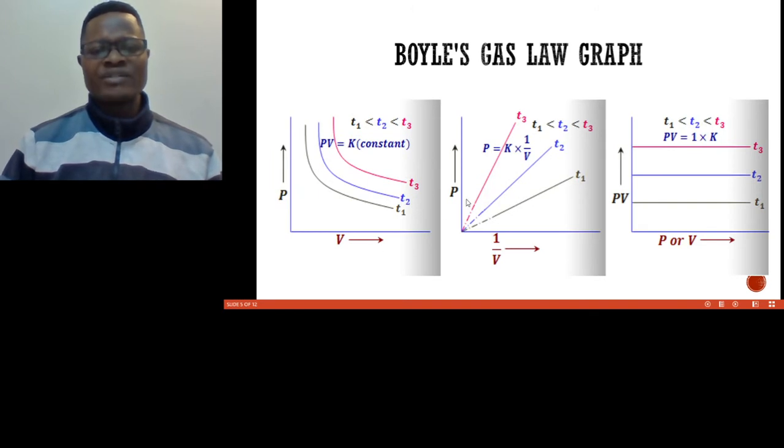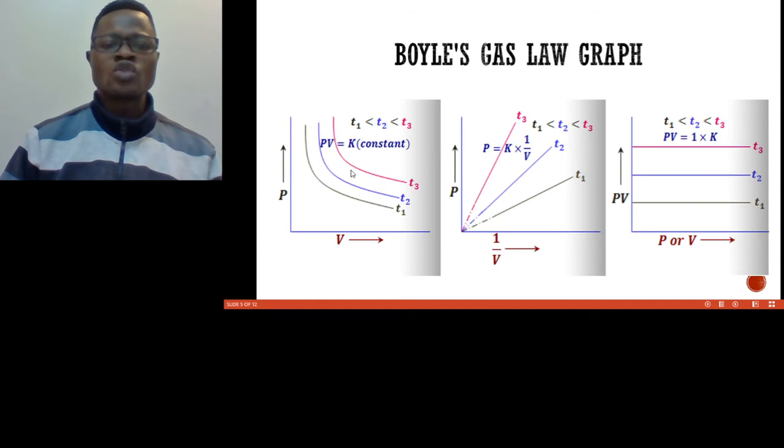Let us consider this graph. This is the general Boyle's gas law graph, and in this graph we can see that the pressure and volume product is constant because the temperature is constant. Of course, T3, that is the third temperature, is greater than T2, and T2 is greater than T1, because T1 is less than T2 and is less than T3. So this is what we have. It is a kind of instantaneous graph that we use to consider PV to be constant.